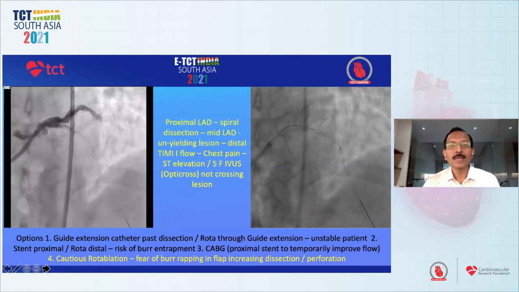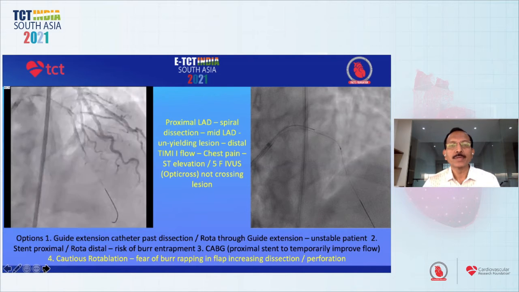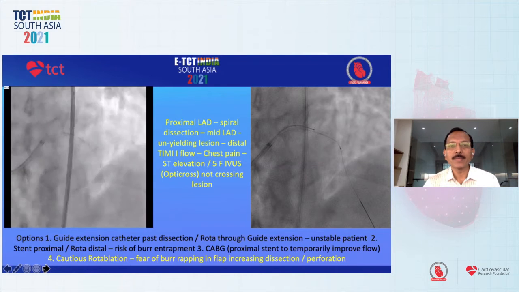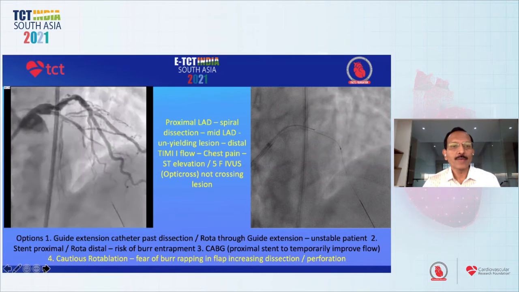At this point of time, the patient started getting chest pain. There was significant ST elevation. So we tried to cross the lesion with a 5 French IVUS to see what is happening. However, the OptiCross was not crossing the lesion. So at this point of time, we had few options.